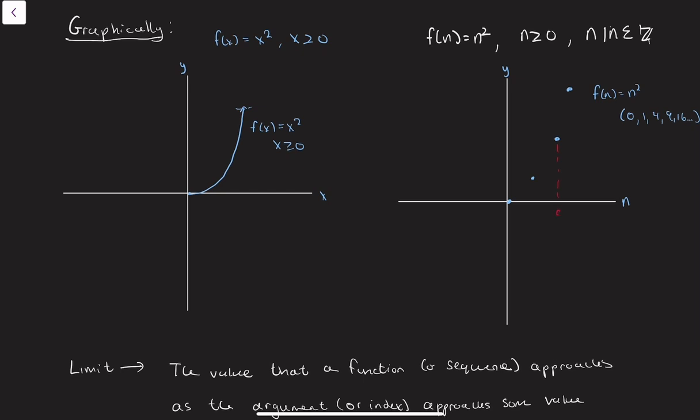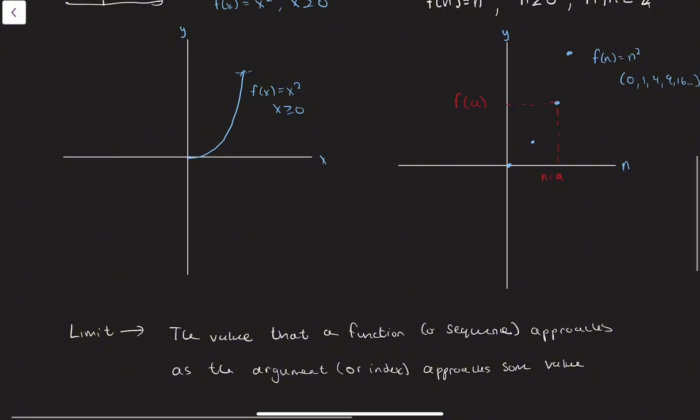So let's look at a point, for example, right here. Let's say that this is A, and because that is A, this is equivalent to f of A. So n is equal to A right here. Well, what do we mean when the value of the function or sequence as an argument or index approaches? So our index is n. So as n approaches this value A, so as n gets closer to A, and that could be from both sides.